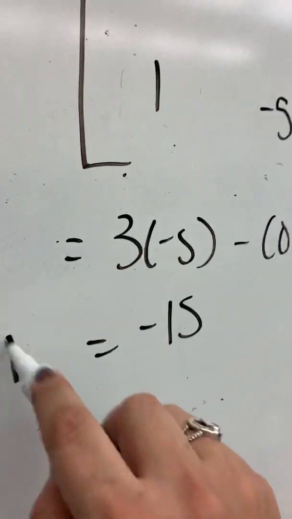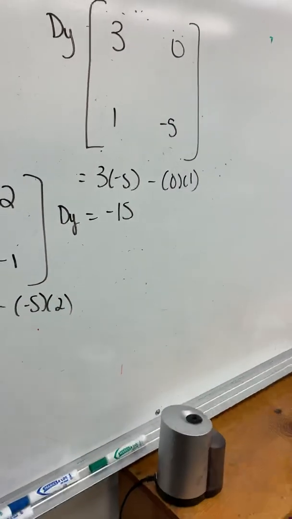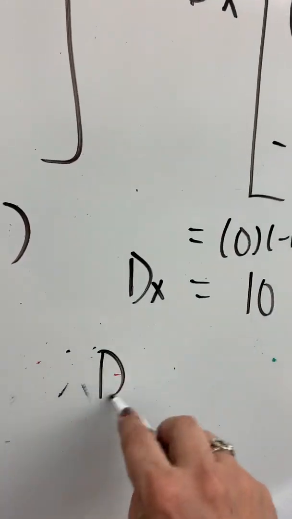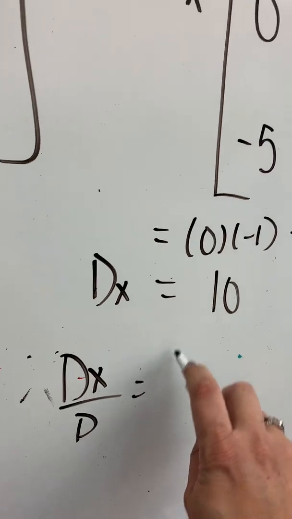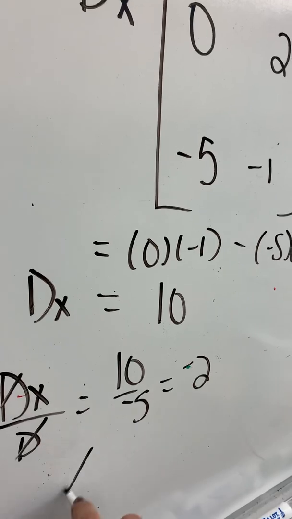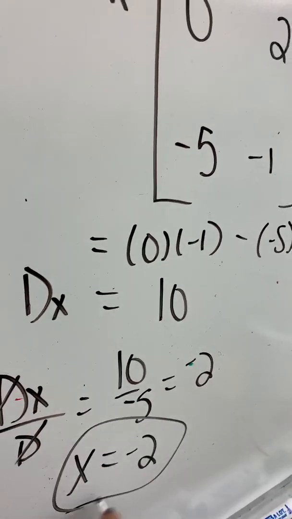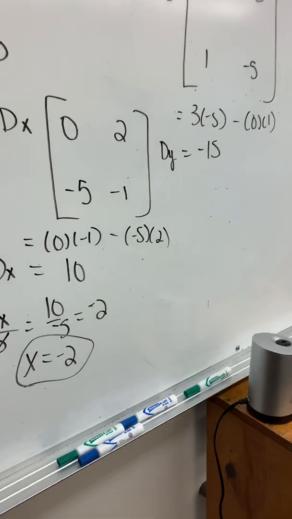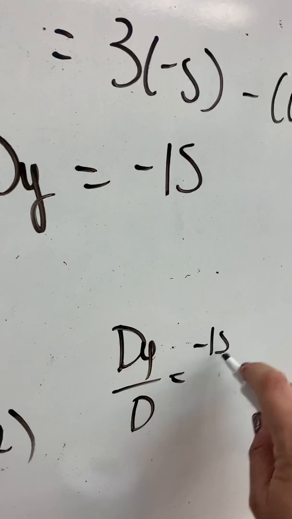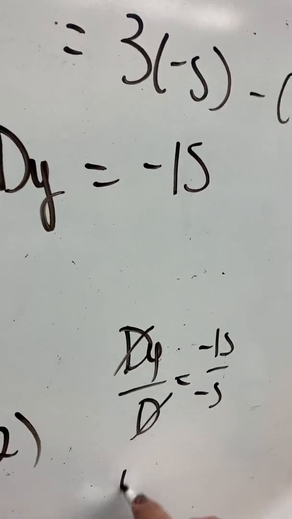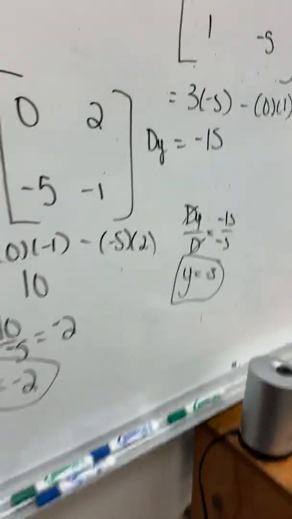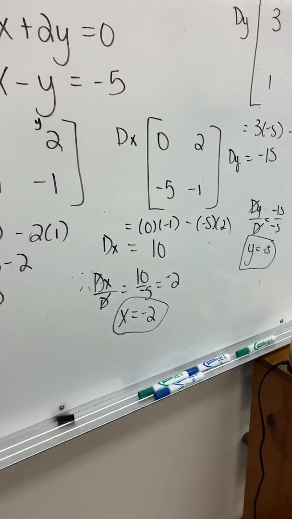Now to find what my Y and what my X is, I'm going to take each one of these and divide them. So I'm going to take my D of X over D. I've got 10 over -5, which is -2. The D's cancel. My X is -2. Do the same thing for your Y: your D of Y over D, which would be -15 over -5. The D's cancel. Y equals +3. So your solution is -2, 3.